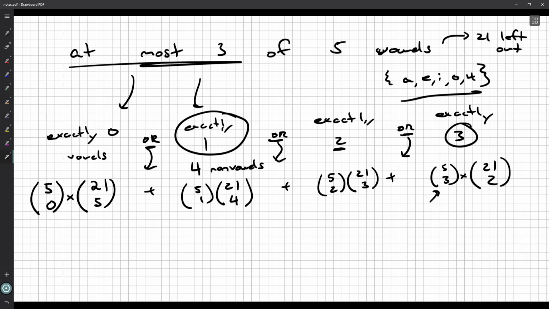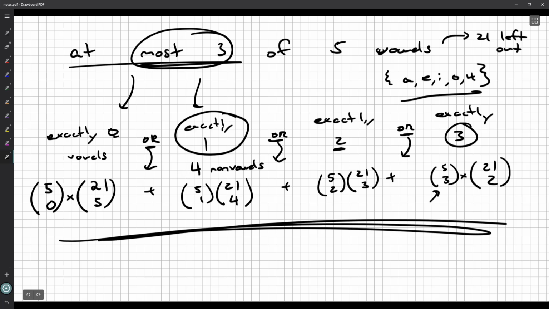Is that the only way to answer the question? Absolutely not. Instead of breaking it down into exactly 0, exactly 1, exactly 2, exactly 3, you could have figured out the number of ways to use any number of vowels and taken away the cases where you use all 5 and exactly 4 of the vowels. That would be another approach, but this is a perfectly good answer as is.